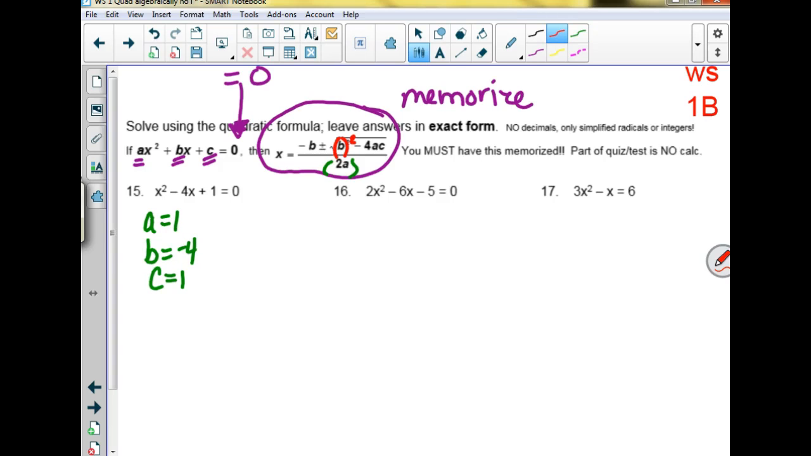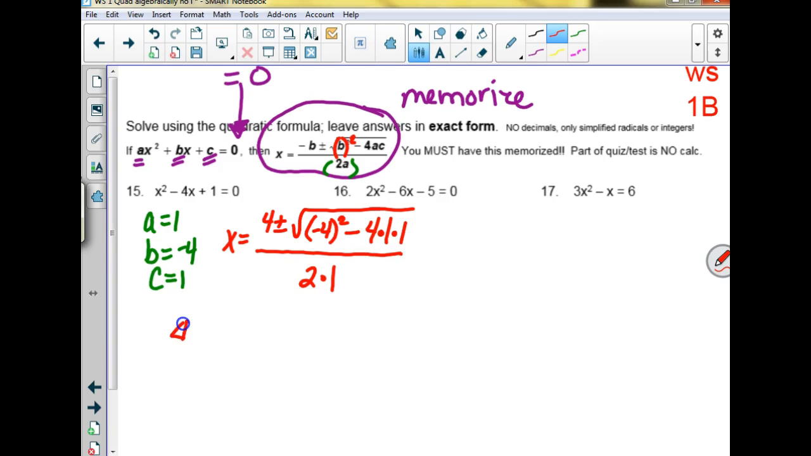Okay. So we start out with x equals the opposite of b plus or minus square root of. Now, negative 4 squared. You either need to put it in parentheses when you square it, or just square it in your head and write it down. 16, right? I just write down 16 to save myself that pain. And then minus 4 times the a times the c. All over 2 times a.